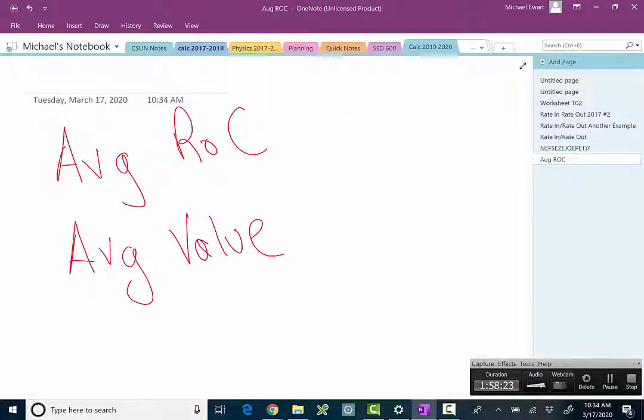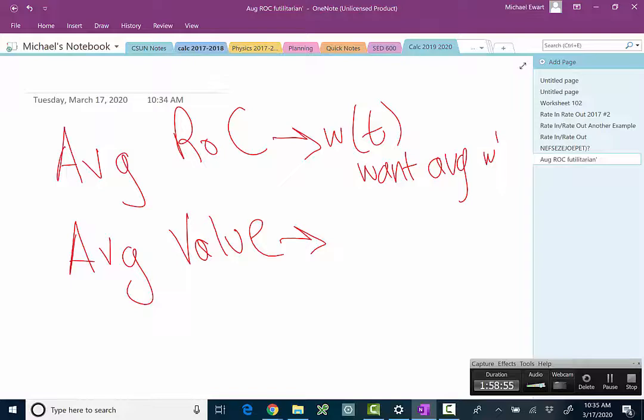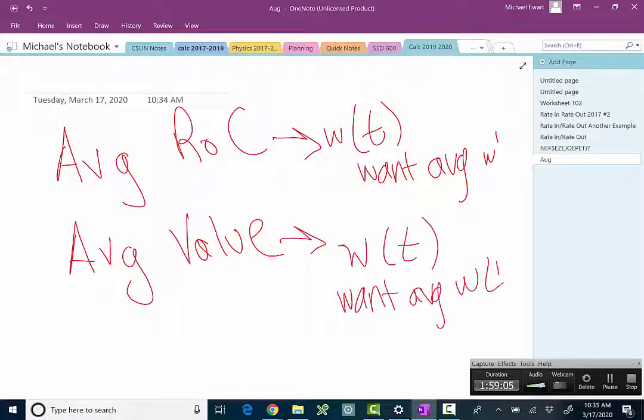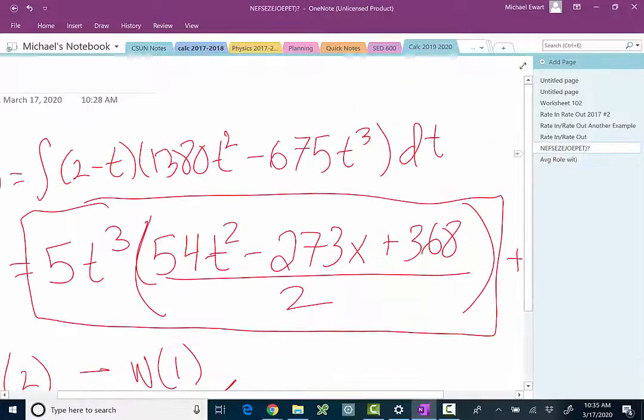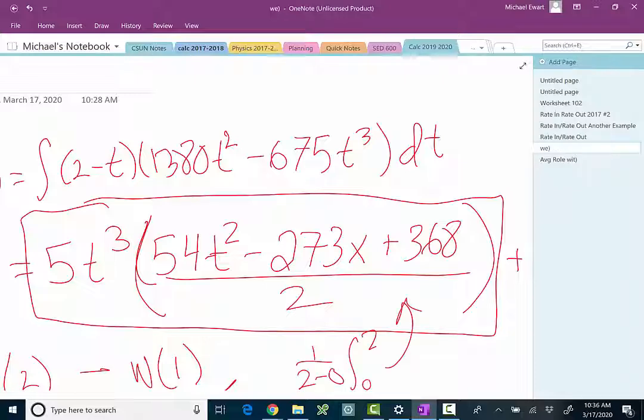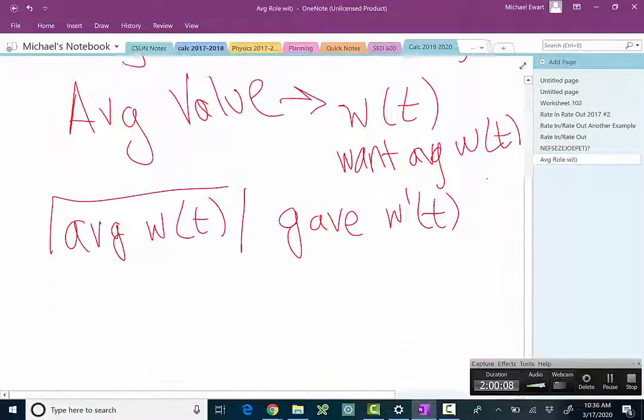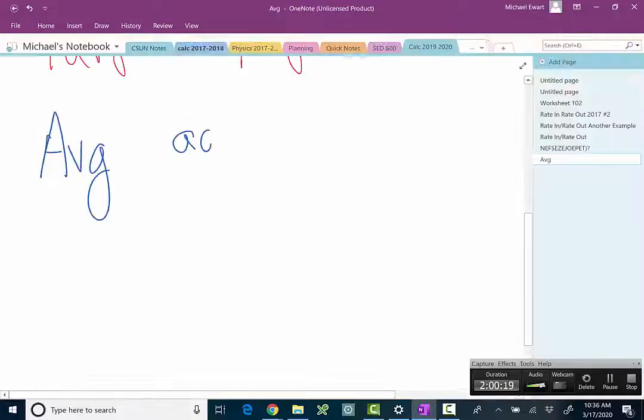So as a reminder, average rate of change is when you have W of T and you want W prime. Average value would be we have W of T and we want average W of T. Well, they want average W of T, but we are given W prime. It doesn't fit into there, right? It just doesn't work with one of those.